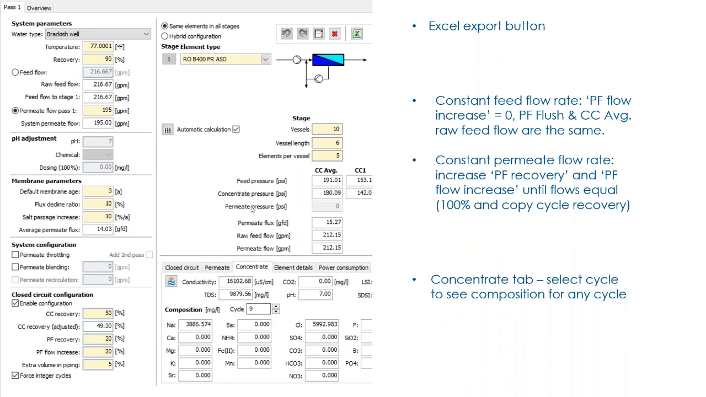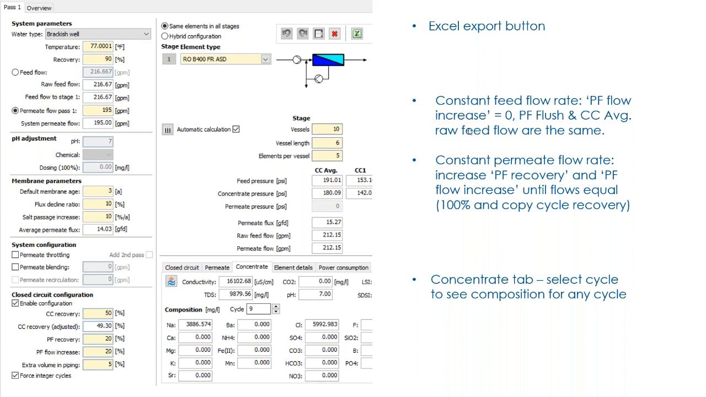And I'll highlight just quickly a couple other things. We've got this Excel export button, which I find handy just to grab the data in the format that I can edit. And if I didn't highlight, I should have highlighted.